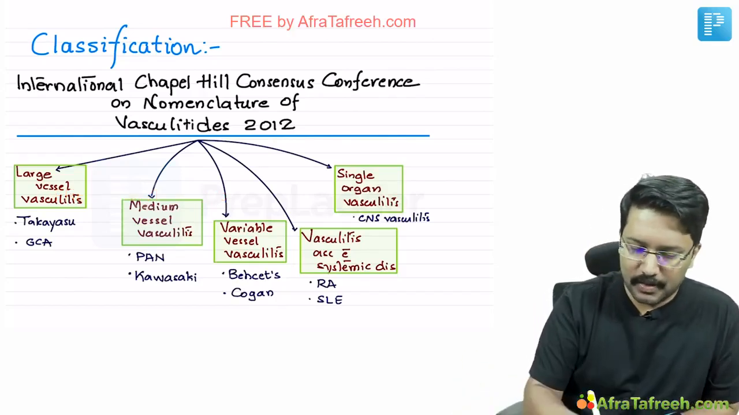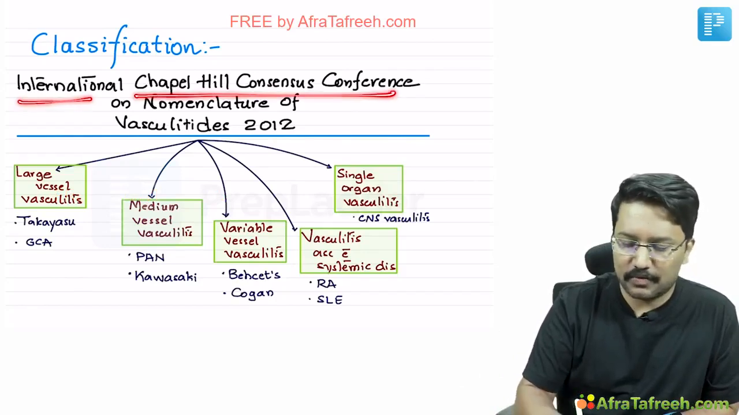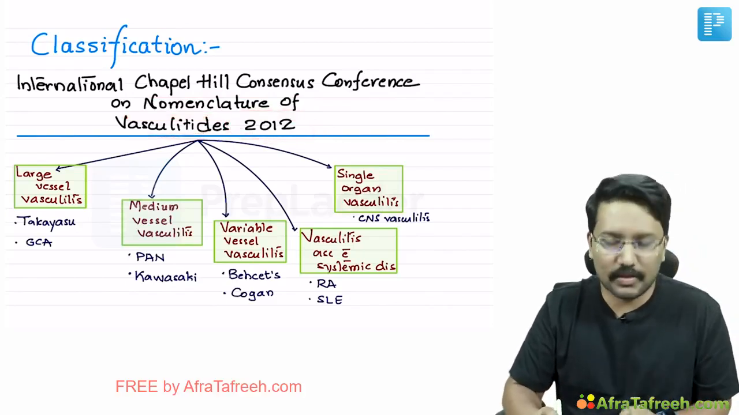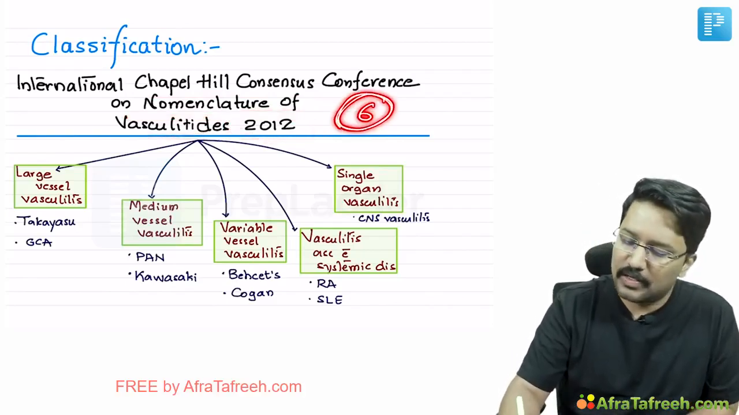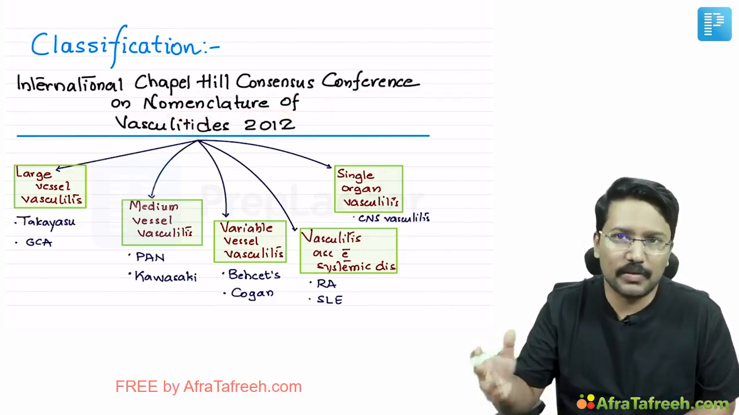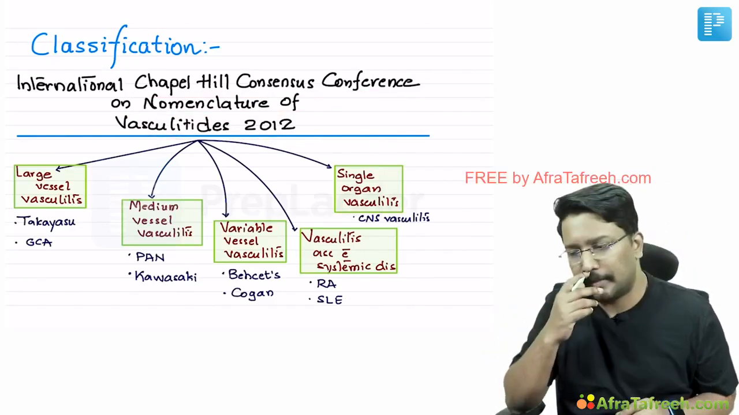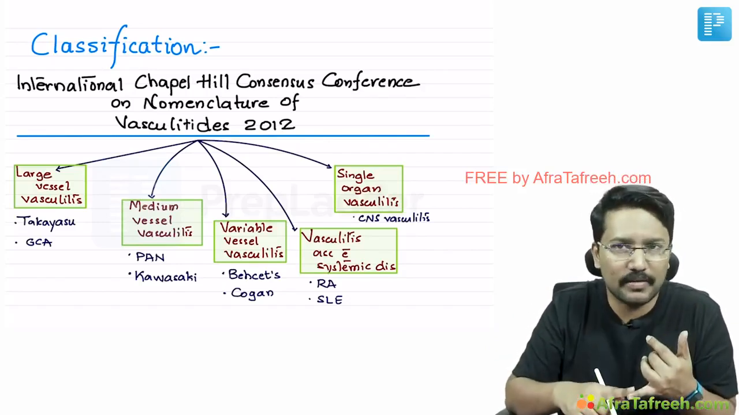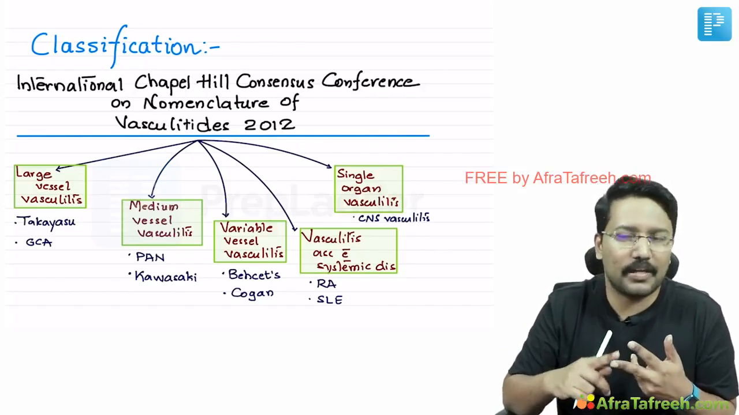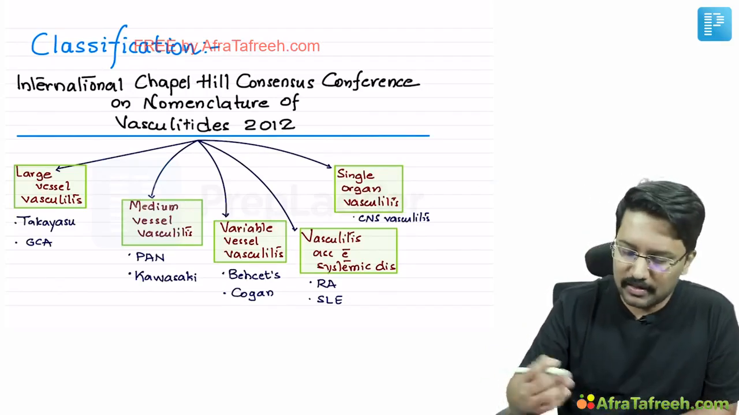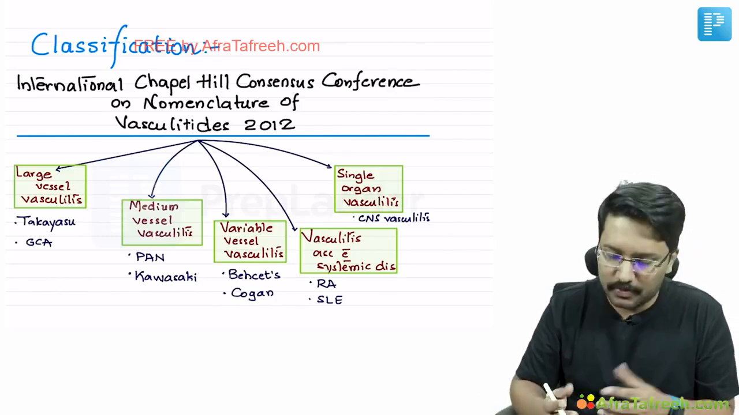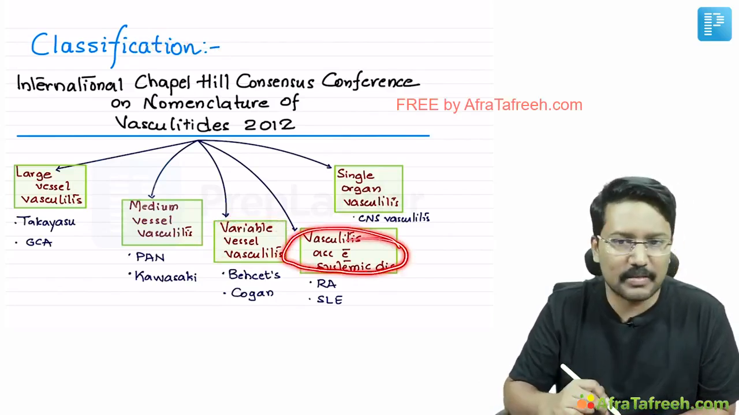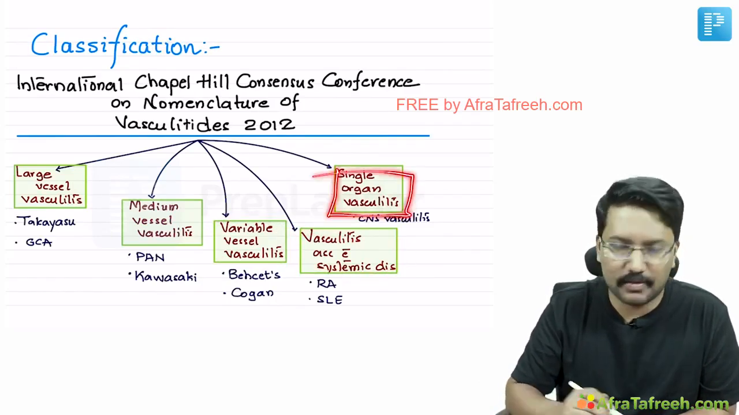Let us start with the International Chapel Hill Consensus Conference on Nomenclature of Vasculitis 2012 classification. According to this classification system, there are 6 major classes of the vasculitic syndromes, based on vessel size. We are already familiar with 3 of them: small vessel vasculitis, medium vessel vasculitis and large vessel vasculitis. The other 3 classes, which are not very familiar to some of us, include variable vessel vasculitis, vasculitis associated with systemic diseases, and single organ vasculitis.